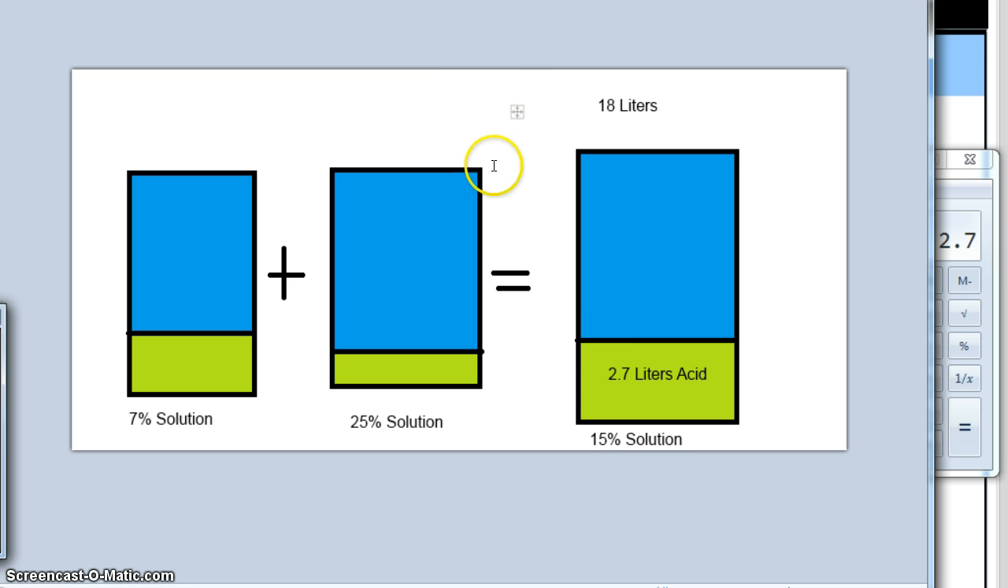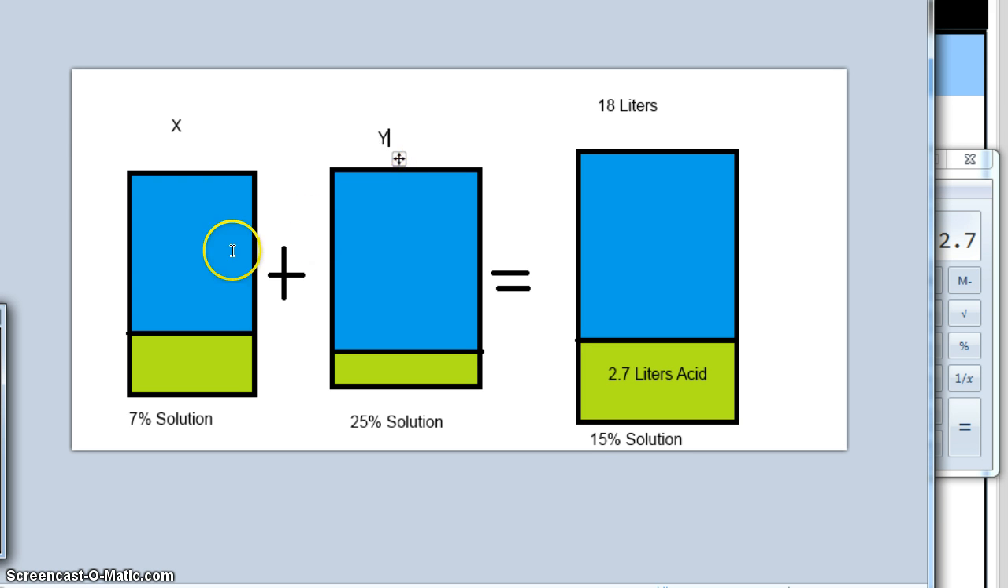Okay. So we know that this green plus this green equals this green. We know that this total solution plus this total solution equals this total solution because we're mixing these two to get this. Okay, so if these total volumes are unknown, well, that's a very good place to start. We can say x, why not, plus y.